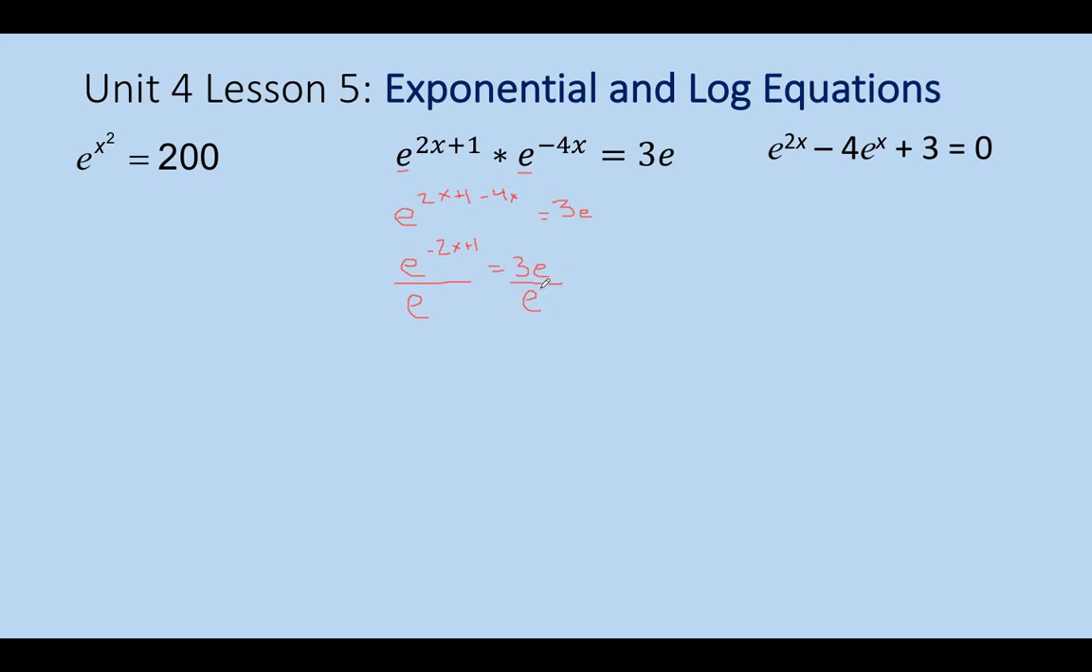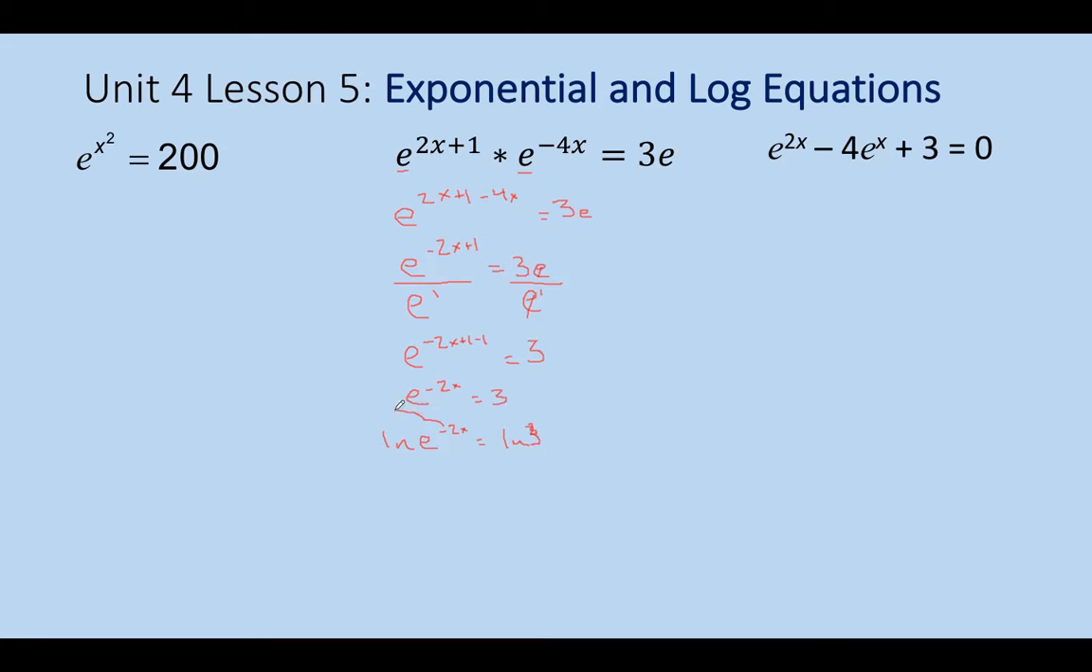If I go ahead and divide both sides by e, it's an interesting little trick. This e would be the same thing as e to the 1, and so when I'm dividing with the same base, it's like I'm subtracting the exponents. It's like I say e to the negative 2x plus 1 minus 1 equals 3 when these cancel out. And so I wind up with e to the negative 2x equals 3. At this point, to get rid of this e, let's take the natural log of both sides.